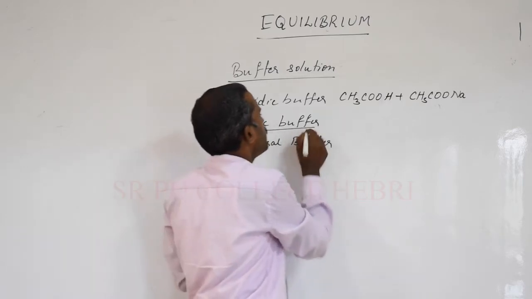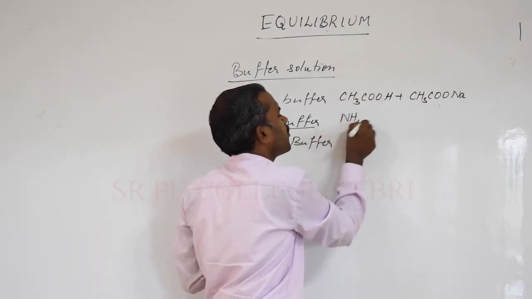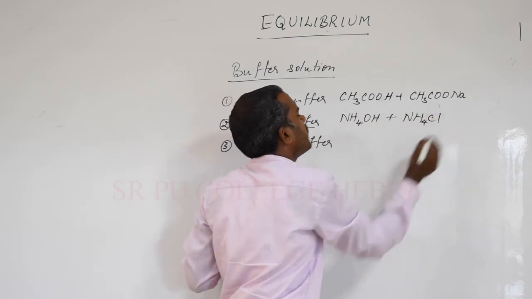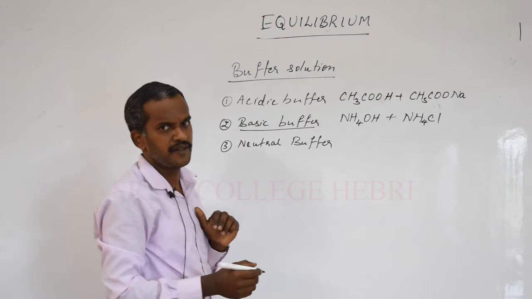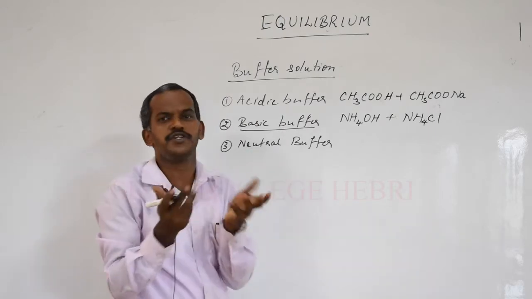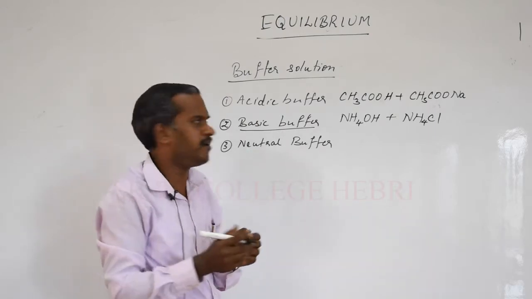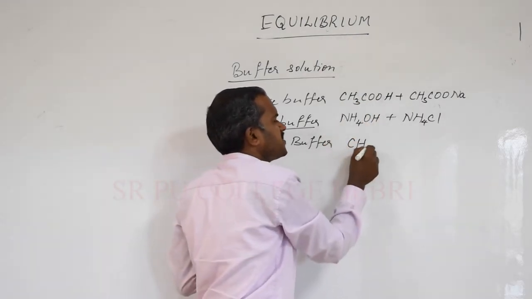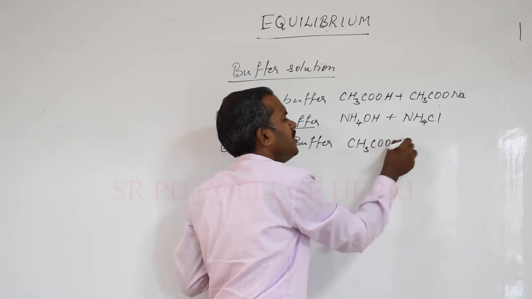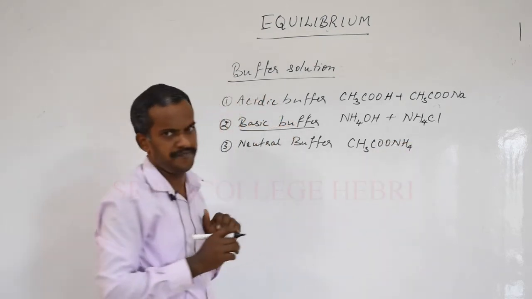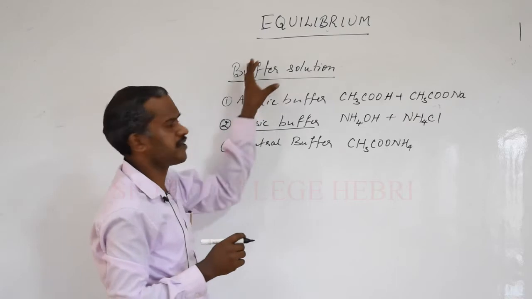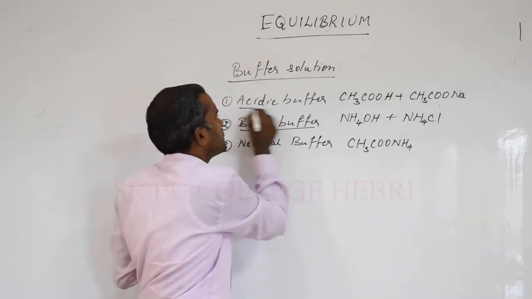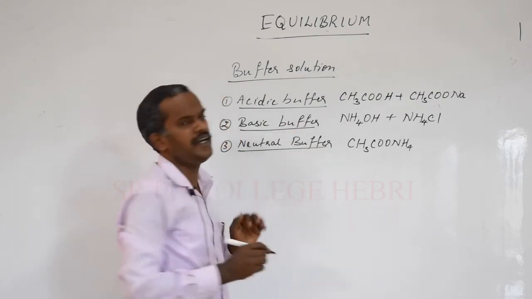A basic buffer will have a weak base like ammonium hydroxide and its salt with a strong acid, so if I add ammonium chloride, it becomes a basic buffer. A neutral buffer is a combination of weak acid and weak base. It is a single salt buffer like ammonium acetate, CH3COONH4, and it becomes a neutral buffer. So first of all you have to understand what a buffer solution is, then remember the different types of buffers: acidic buffer, basic buffer and neutral buffer.